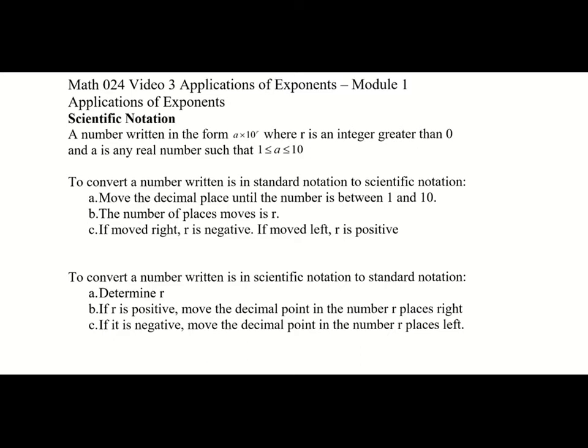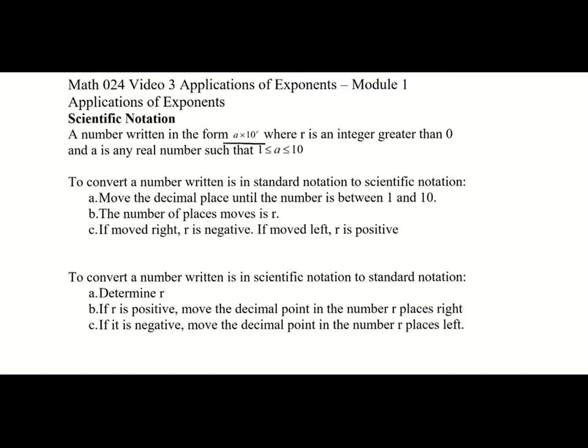So anytime you have a very large or a very small number, with lots of digits to it, writing it out the whole way, the whole time, is not always feasible or needed, and so sometimes we put it into scientific notation. And a number that's written in scientific notation will always be written in the form of a times 10 to the r power, and r is always going to be an integer.